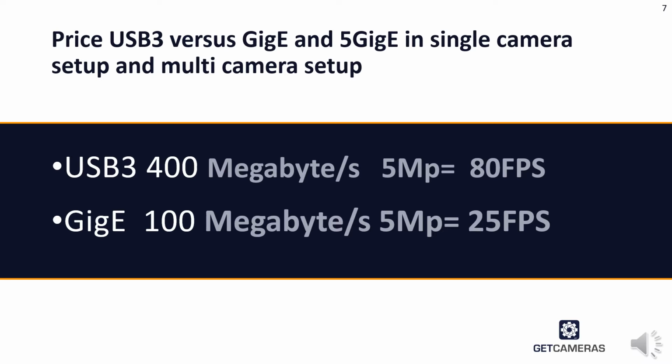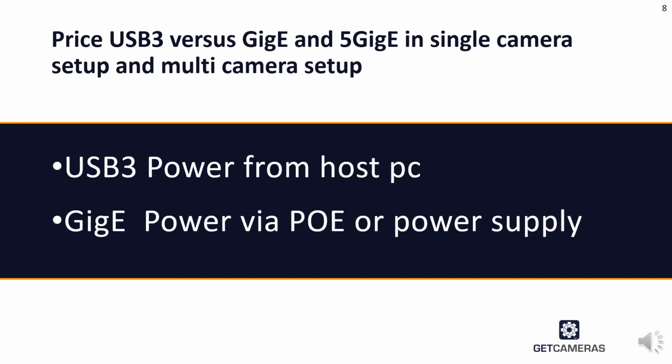Price-wise, we should think that there is basically no difference between USB 3 and gigabit. It's about the same. However, there are other factors that influence the price. USB 3 is present in a majority of modern computers. It uses the PC power, so the power is from the PC itself, from the port, so no external power supply is needed. USB 3 also buffers data, so there is never a frame loss.